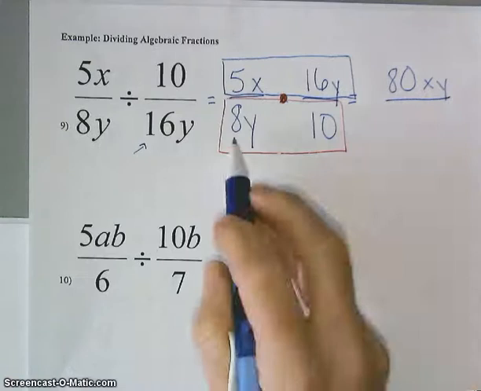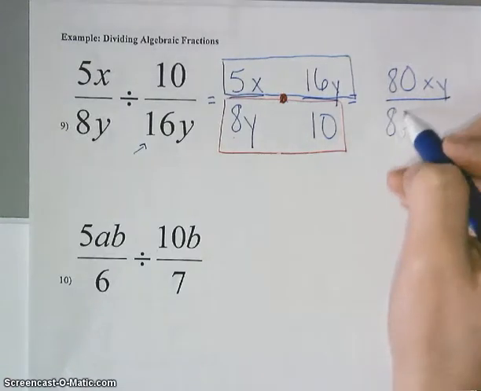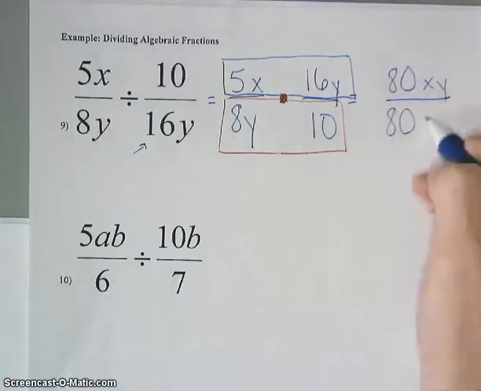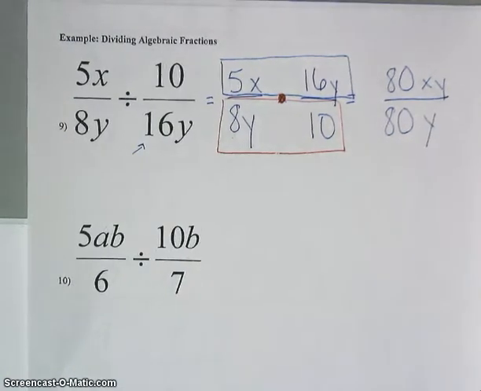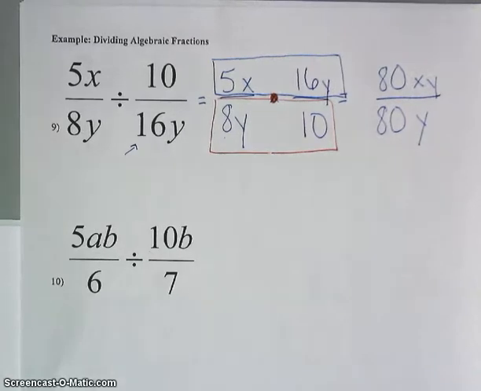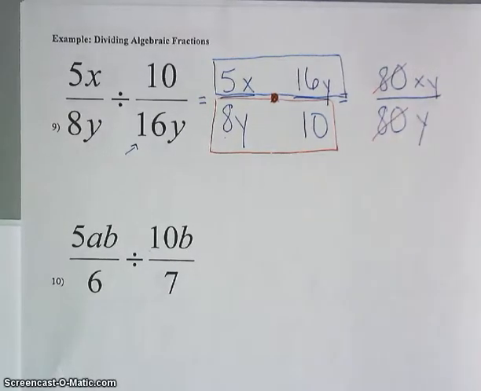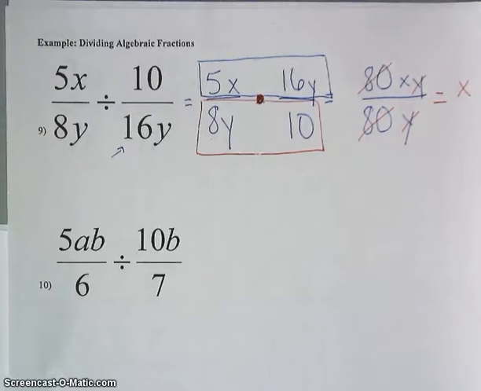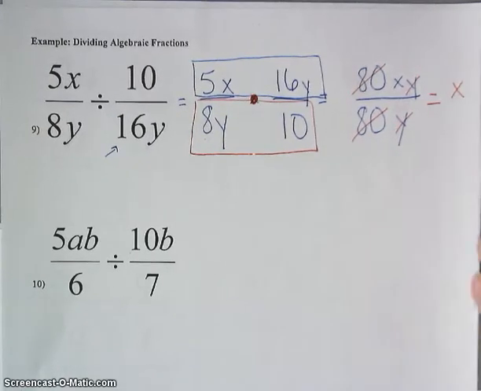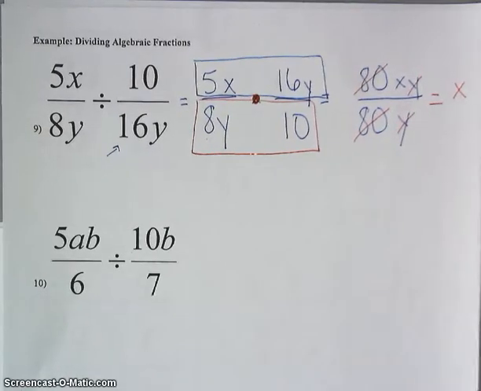Okay, and then I have 8 times 10 is 80. And then I have y. So now I look and say, can I simplify anything? Why, yes, we can. 80 and 80, that's 1, so they cross out. I have a y on top and a y on bottom, so they cross out. So I'm just left with x on the top. And if you want, you could put x over 1, but that is the same thing as x.